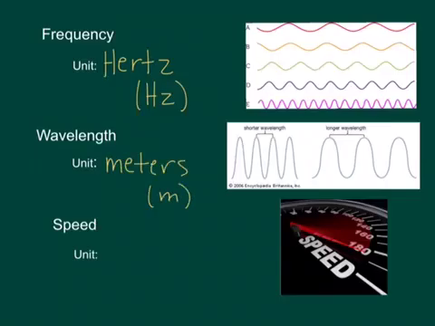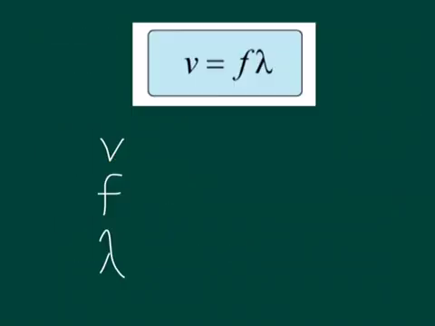And lastly, we're talking about speed. Speed is pretty simple. It's just the velocity or the speed at which a wave is moving. So speed is measured, just like we measured velocity in the past, in meters per second, or abbreviated m/s. The formula for the speed of a wave is speed equals frequency times the wavelength.